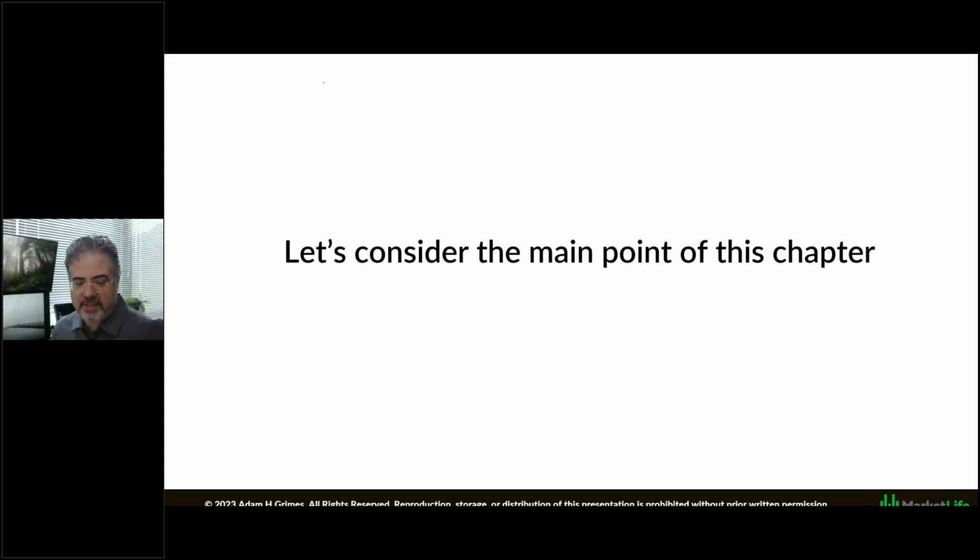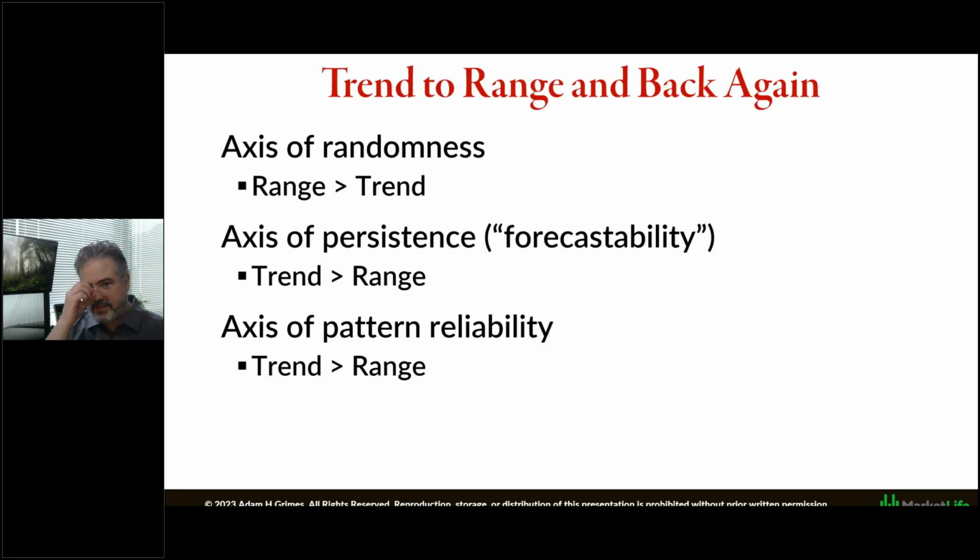Okay, let's continue. So we want to talk here. The main point of the chapter is this interaction between trend to range, then back and forth. And one of the ways to think about these areas, this is not in the book, so this is a new way that I have been thinking about these things lately, is to think about, you could plot various areas of price action. I don't know how precisely you could do it, but along different axes.